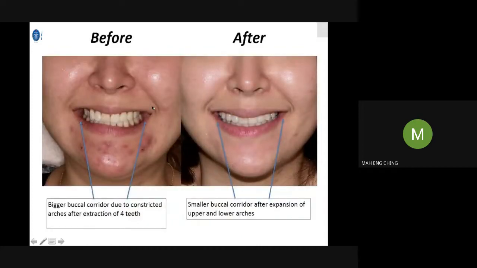Again, sometimes the aesthetic colleagues are talking about the buccal corridor. So how are you going to settle this? You might stick on a very thick veneer, then maybe you can occupy the buccal corridor, or you can use braces. Braces can expand the upper and lower jaw, then make the buccal corridor smaller. That's what we can do without any smile design. So you can achieve it by braces.